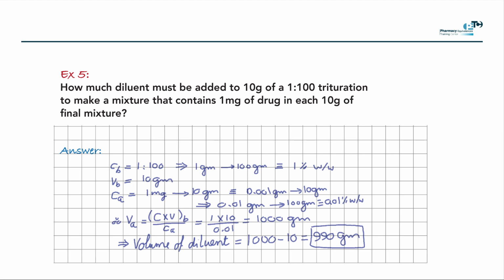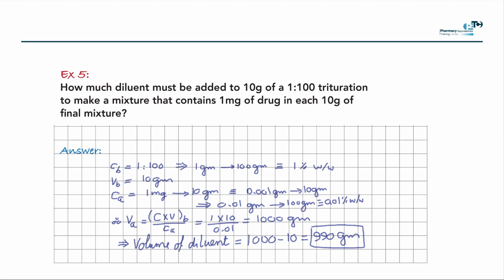Here the concentration units become the same units, so it will be easy to calculate with the same method, using the equation of concentration multiplied by volume before equals concentration multiplied by volume after, and get the final volume after. But here in the question he didn't ask about the volume after. He asked about the volume of the diluent added.